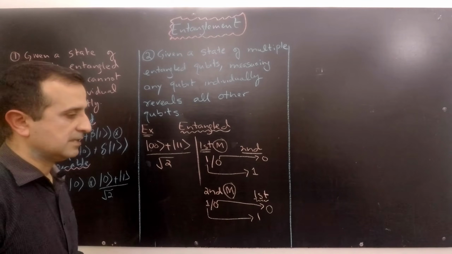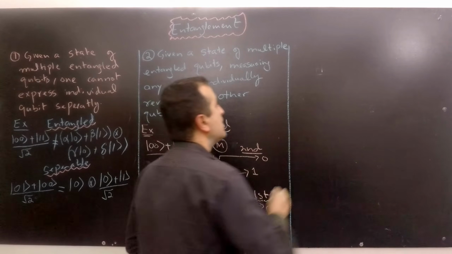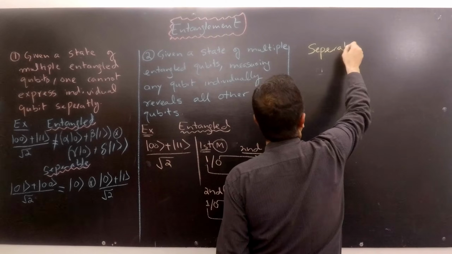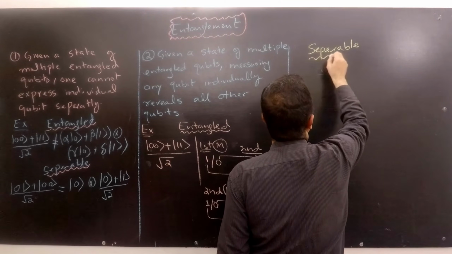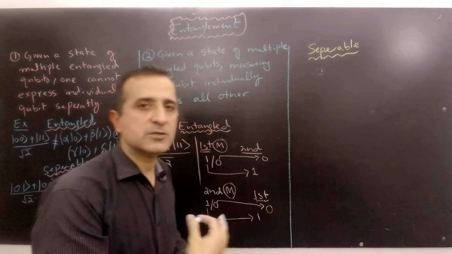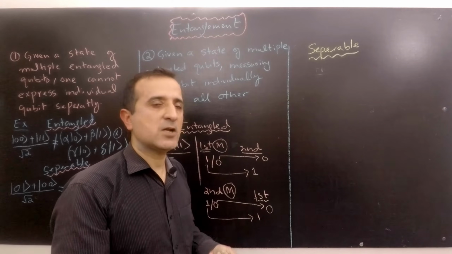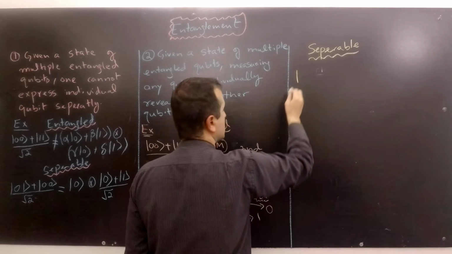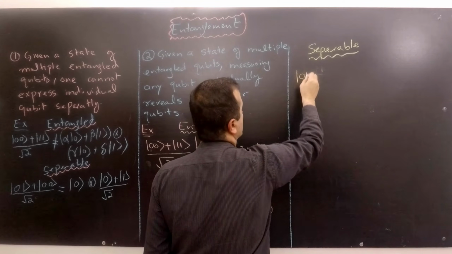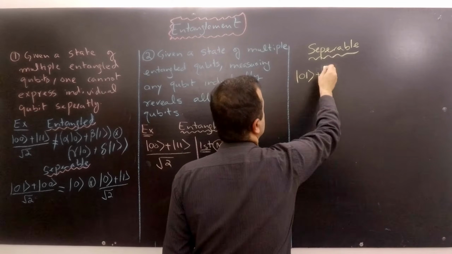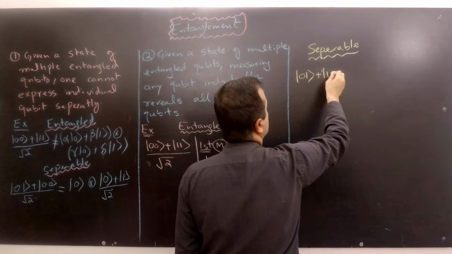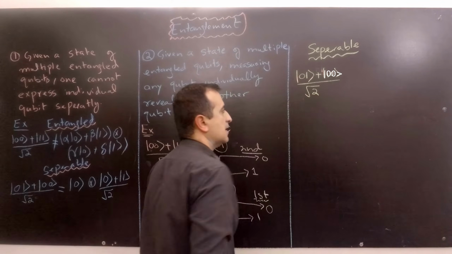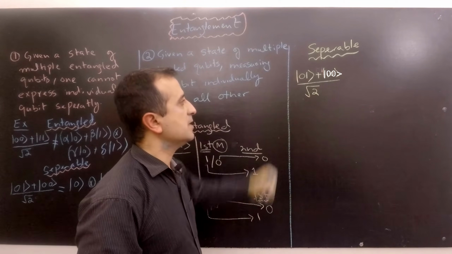In contrast to that, when we have separable qubits, measuring the first qubit will not reveal the state of the second qubit. Take this example where we have 01 plus 10 divided by square root of 2, and these are not entangled qubits.